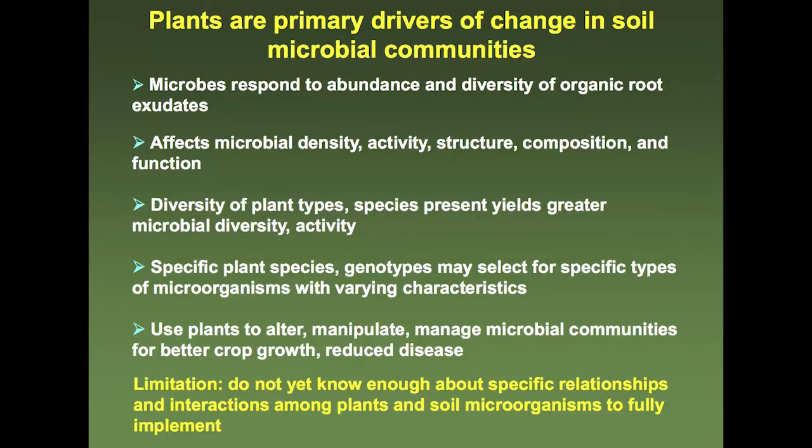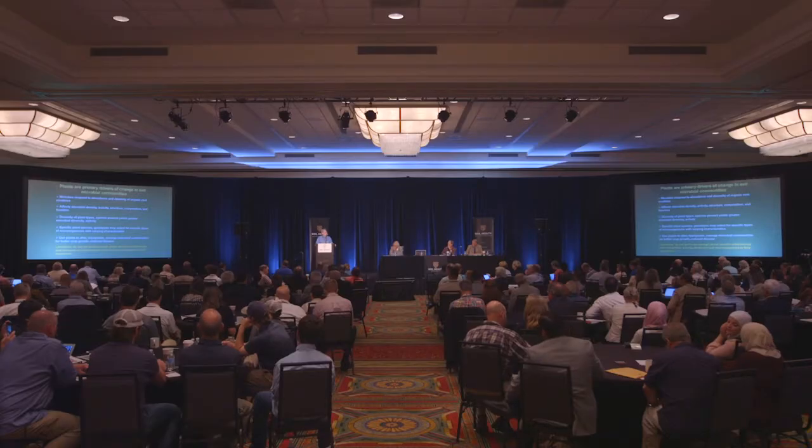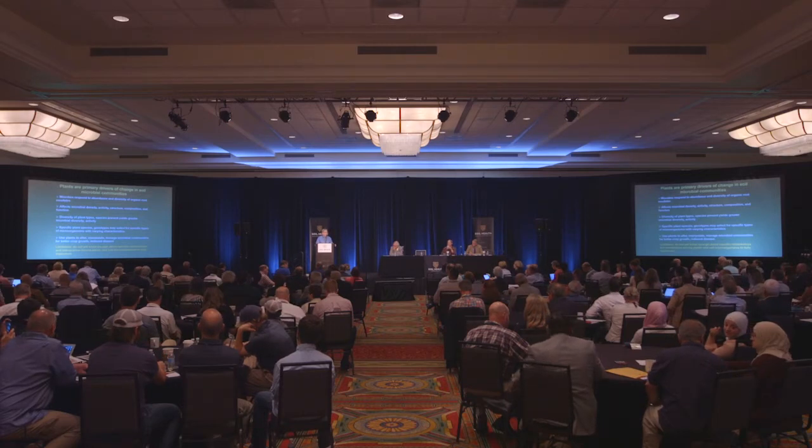As you can see, these are all things that we talk about for management practices for soil health. But today I'm focusing on the plant-related aspects, the crop rotations and cover crops, and the reason for that is that plants are the primary drivers of change in soil microbial communities. Microbes respond to the abundance and diversity of the organic root exudates, which affects the microbial density, activity, structure, composition, and function. So a greater diversity of plant types or plant species will yield greater microbial diversity and activity. And on the flip side of that, specific plant species and genotypes may select for specific types of microorganisms with varying characteristics. So we can use actively growing plants to alter, manipulate, and even manage microbial communities for better crop growth and reduced disease.